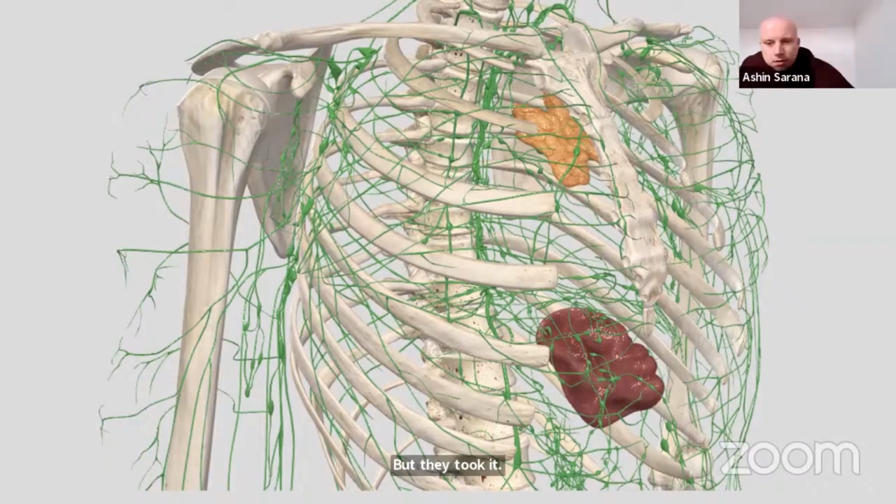So you have thymus at the upper portion of the rib cage, and then there's spleen, which is in the lower portion, positioned somewhat in the back.